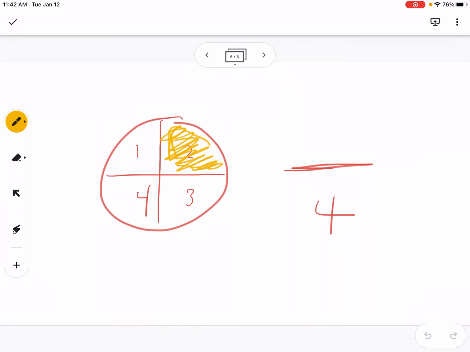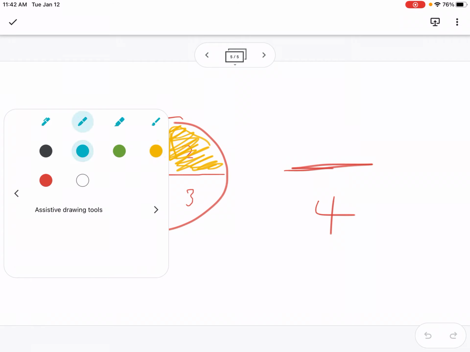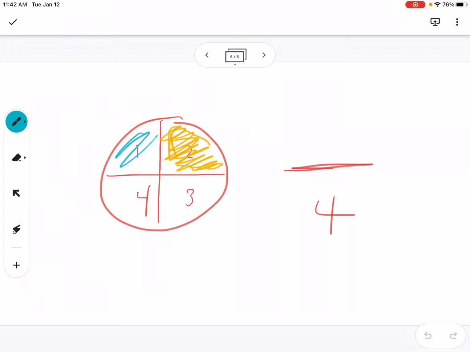Let me change the question now. The question is now, how much of the pizza did I not get? Well, I did get 1 slice, but somebody else got slice number 1. Somebody else got slice number 4. Somebody else got slice number 3. Those are slices I did not get.